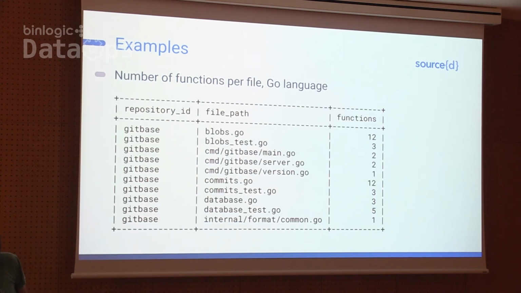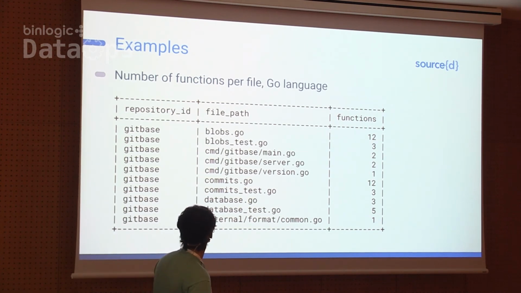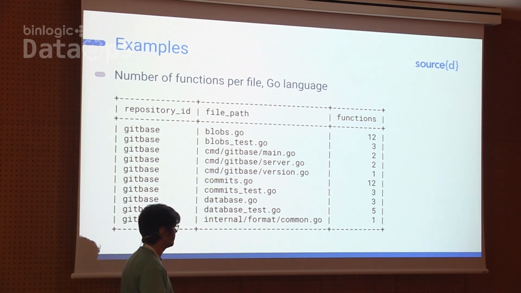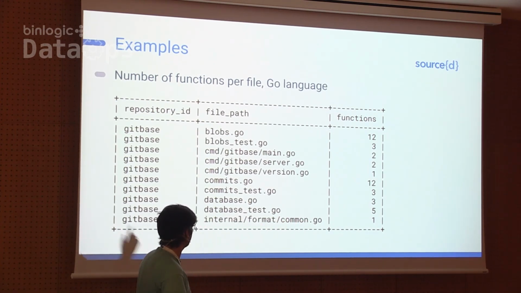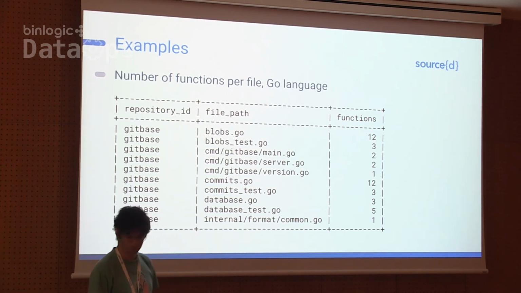So this is the output of the query. We get the repository, the file path, and the number of functions from it. So, for example, with this one, you can see that blobs and commits maybe are the most complex files that maybe you want to tackle.